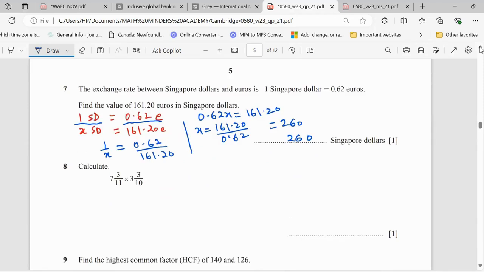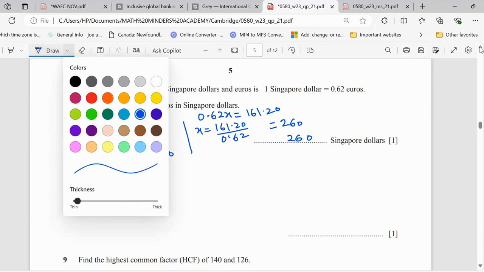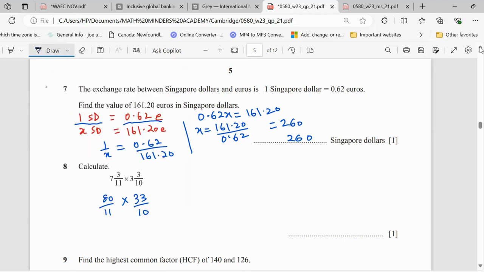Here, number 8, turn everything to improper fractions. 11 times 7 is 77. So we have 77 plus 3. That gives us 80 all over 11. Then 10 times 3 is 30, plus 3, that's 33 all over 10. So here, you discover that 11 can divide 33, that's 3, and 10 can go into 80. So what we have here is 8 times 3, which gives us 24. So we put 24 here. And we proceed.